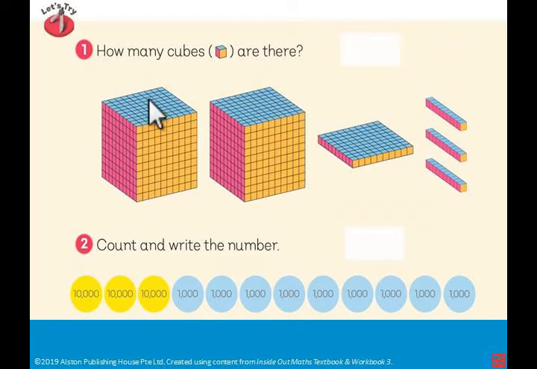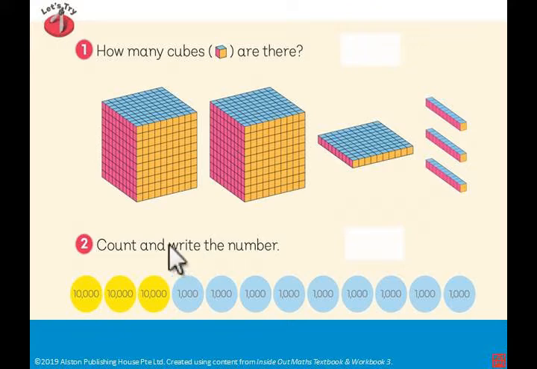Then number 1. Okay, let's try. How many cubes are there? These are the cubes. So if we combine the cubes, can you count? These are the 1,000. How many we have? 1,000, we have 100, and we have tens. So how many are there?